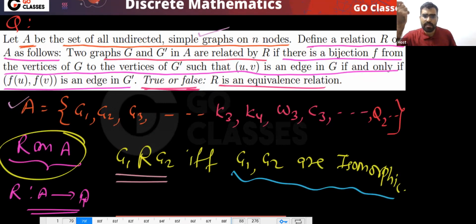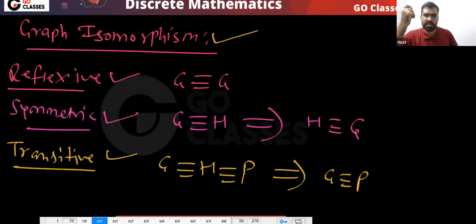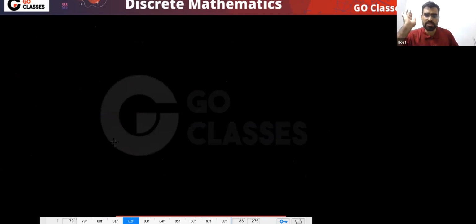So that is the reason the definition is important to understand, but we will not apply the definition in our questions. In our questions, we will only apply the methods that we have seen. Basically, if I give you two graphs, only small graphs will be given to you. Remember, in the GATE exam, they will not give you big graphs, because graph isomorphism is not an easy task. So that is the reason only small graphs will be given.